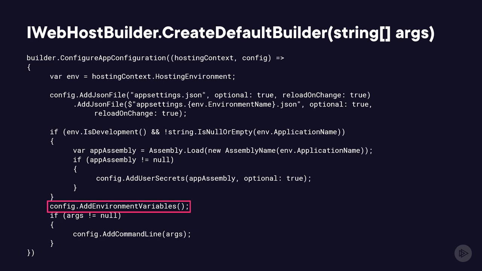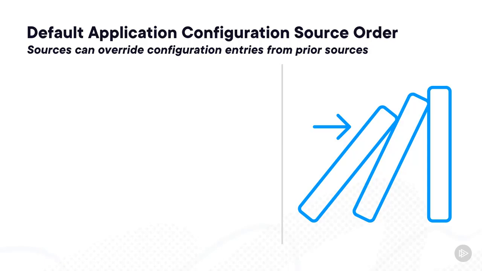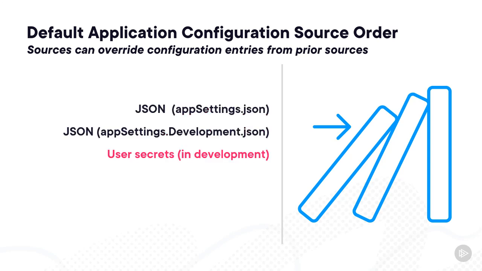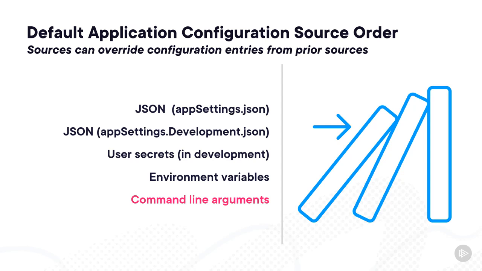Next, a provider is added, which will load configuration values from environment variables. Lastly, a command line argument provider is added if any arguments have been passed to the application when it started. This is the last provider and therefore has the opportunity to override values from all of the other providers. To recap, configuration sources are added in order, starting with the JSON configuration sources, then user secrets when in development, then environment variables, and finally command line arguments. Each source may add new entries or override values for configuration entries added by prior sources.